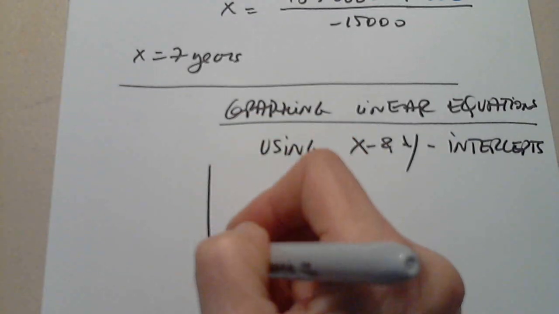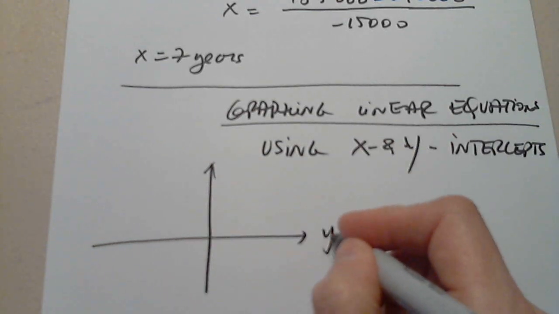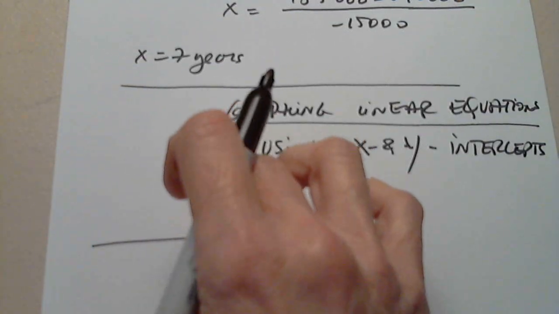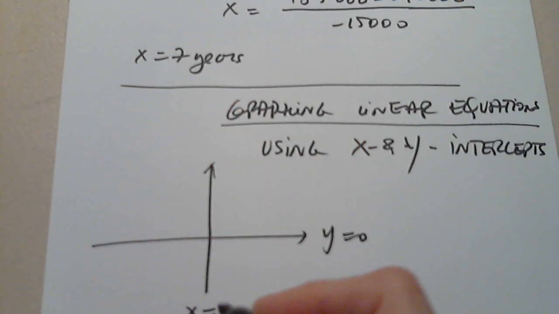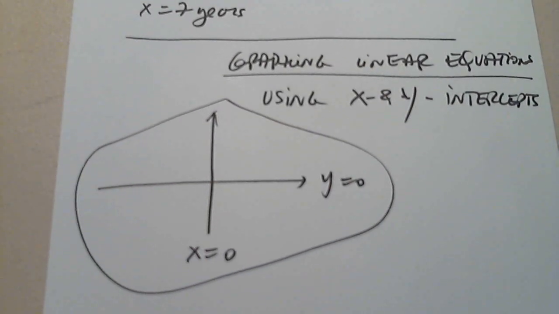Remember how we find the x and y intercepts? To find the x-intercept, y equals 0. To find the y-intercept, I said x equal to 0. So please remember this, and you will never make a mistake.